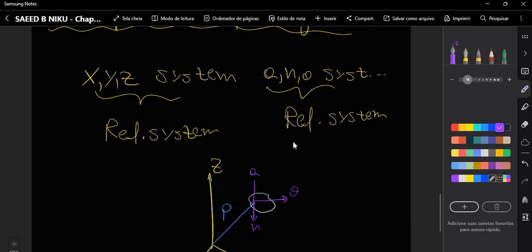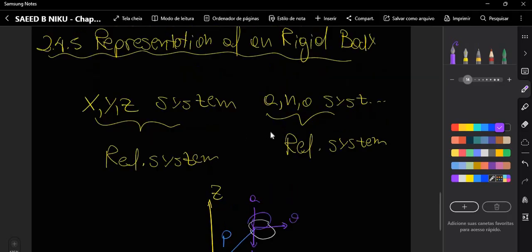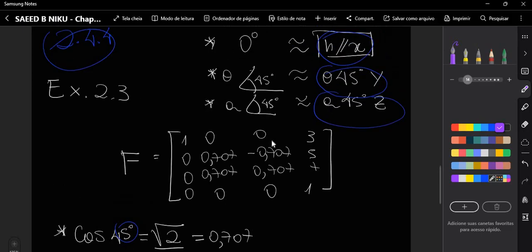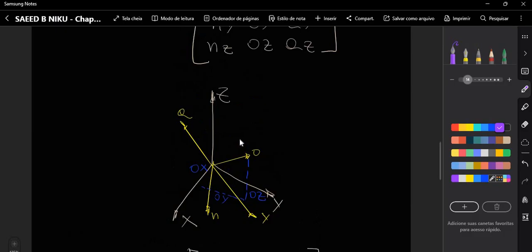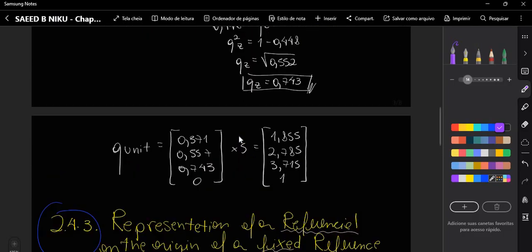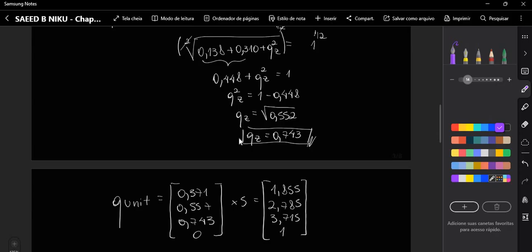And let me repeat this very important statement. Once this object is permanently linked to this referential system, its position and orientation relative to this referential will always be known. In topic 2.4.1 and 2.4.2, we talked about how to represent points and vectors, and we saw that it is pretty much the same way to represent a point and a vector.